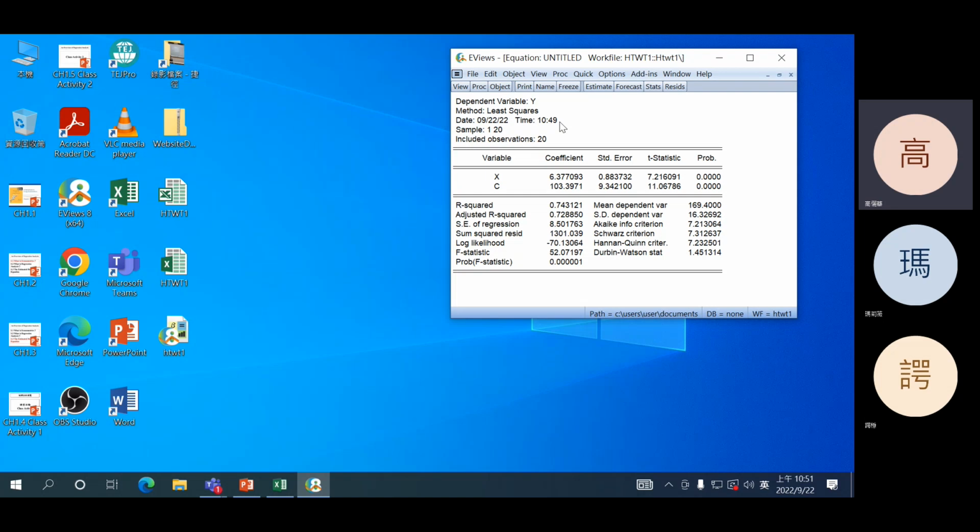Then this is the output. Then we have variable X and C. C is called constant. Did you see the coefficients? For X it is 6.377. Okay, let me write down the equation here. If this is positive, right? So let me write it down.